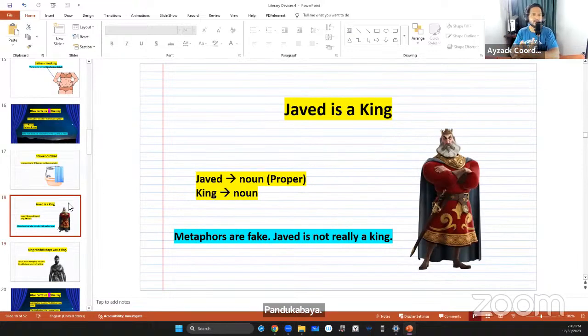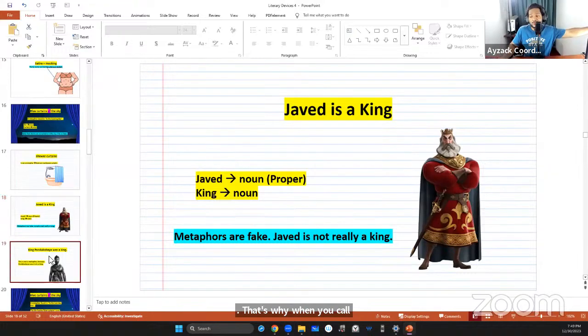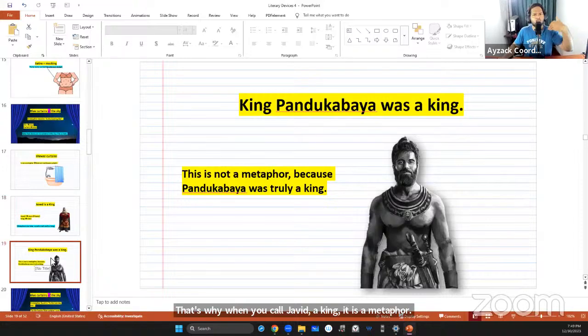Am I nobly born? Am I royal bred? No, I'm not. Another example I can think of for nobly born is Edward in The Prince and the Pauper, right? Tom Canty is not nobly born. Edward in The Prince and the Pauper is the royal heir of England. So Javed sir is not at all nobly born. I am not a real king. That's why when you call Javed sir a king, it is a metaphor. While when you say that Pandukabhaya was a king, that is not a metaphor because it's real, right? Metaphors have to be fake.